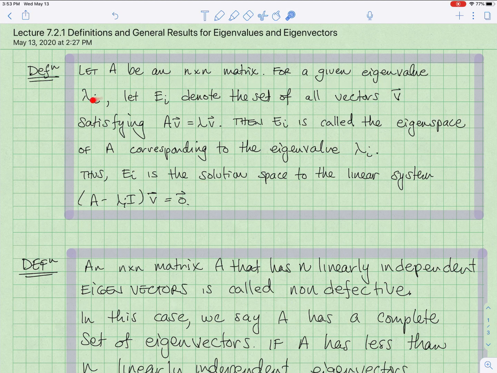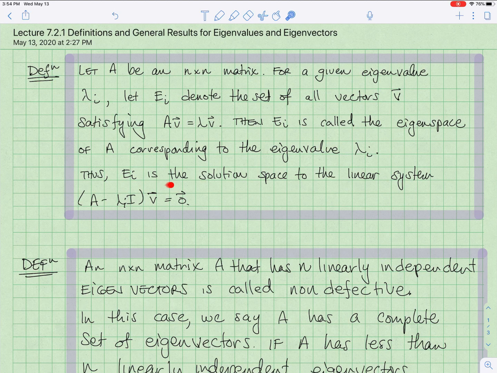For a given eigenvalue, lambda I, that comes from A using the technique that we developed in the last section, let E sub I denote the set of all vectors V satisfying the equation AV equals lambda V. That is to say, E sub I is the vector space consisting of all eigenvectors associated with lambda I. Now, not just a couple of vectors, but the span of those vectors. Then E sub I is called an eigenspace, this word space meaning that it's a vector space. So E sub I is called the vector space of A corresponding to the eigenvalue lambda I.